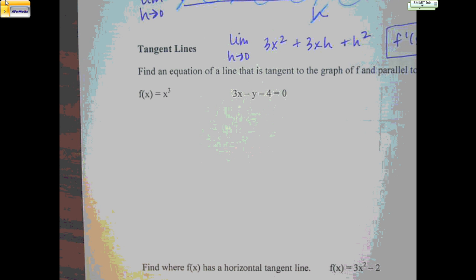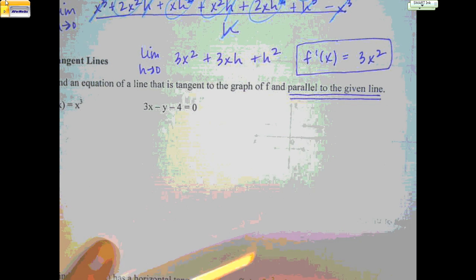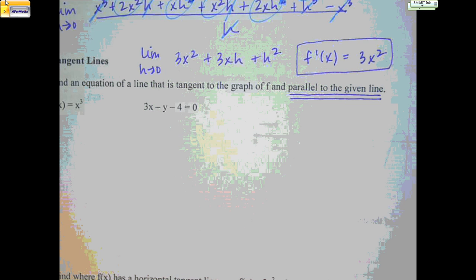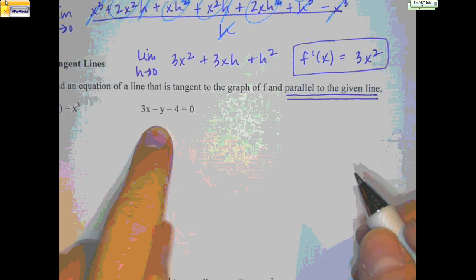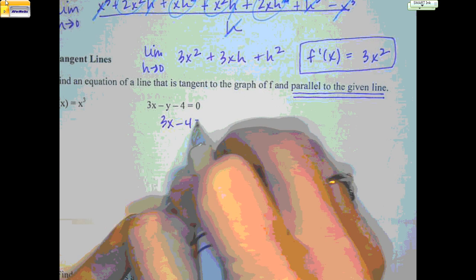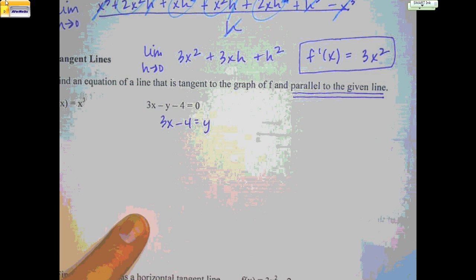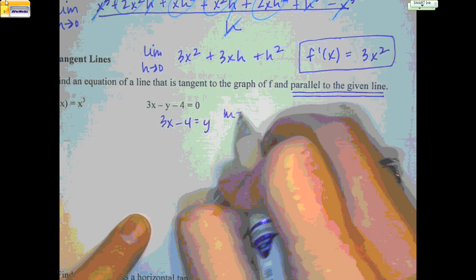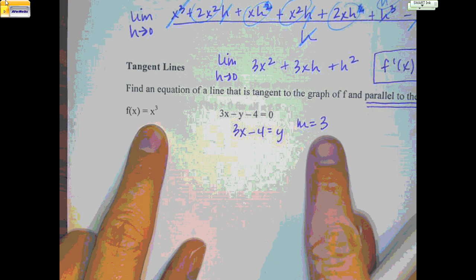Find an equation of a line that is tangent to the graph of f. We've been doing that. And this is different, parallel to the given line. Parallel to the given line. What do we know about parallel lines and their slopes? The slopes are the same. So let's find the slope of this guy, and then that'll tell us what kind of slope we're supposed to produce here. I'm going to add y to both sides. So what slope are we looking for here? 3. So somewhere on our graph of x cubed, there's a line that's tangent to that graph that has a slope of 3, and that's what we're looking for.